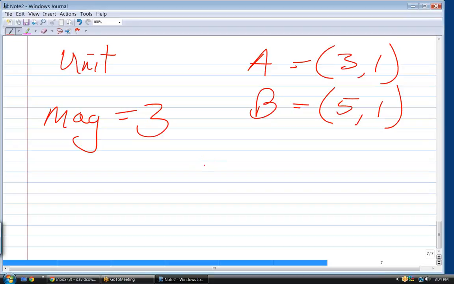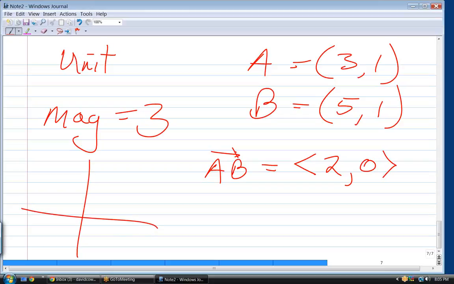Okay. So, AB. What would the component vector be for AB? That would be (2, 0). Now, the unit vector for AB is this same vector, only it has to have a magnitude of 1. Well, what's the magnitude of this vector? It's the square root of 2 squared plus 0 squared. So the square root of 4, so it's got a magnitude of 2. If I were to graph it, it doesn't go in the y direction at all. It goes strictly in the x direction with a magnitude of 2.